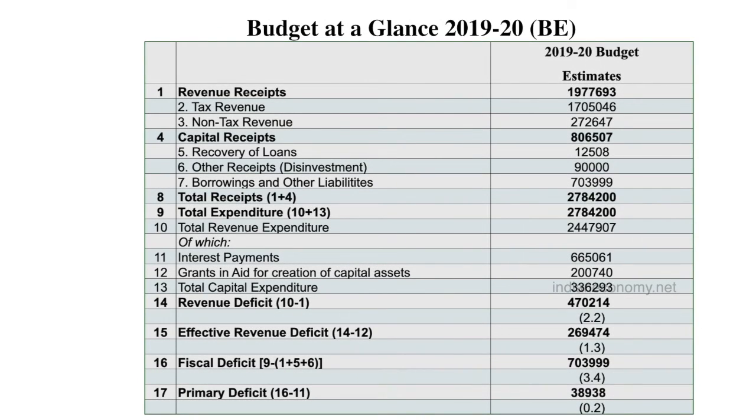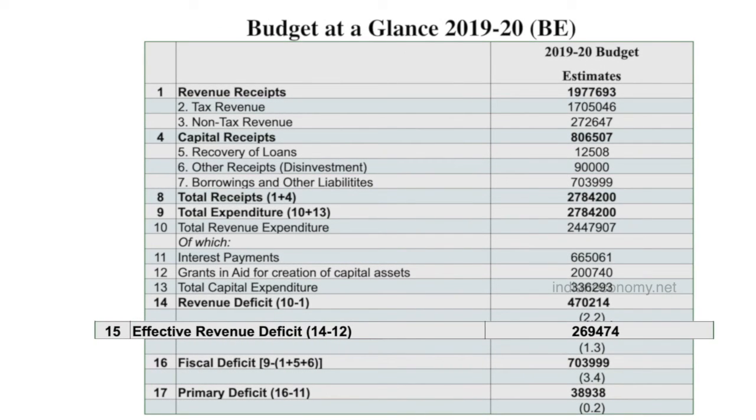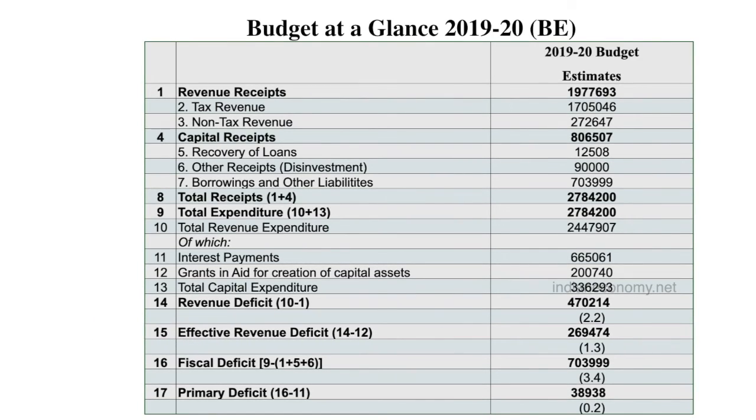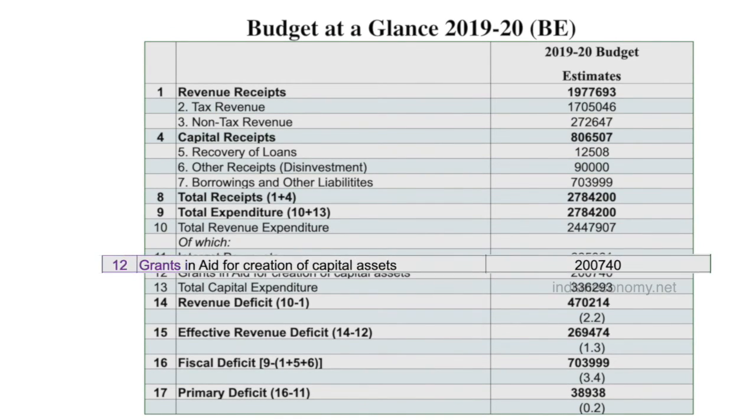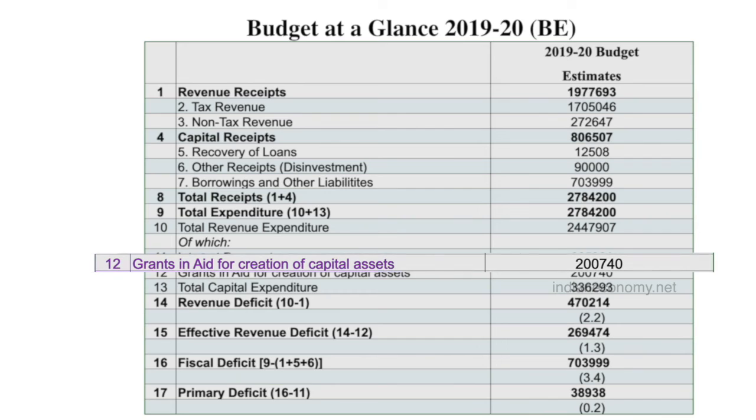Now we are coming to item number 15, that is effective revenue deficit. What is effective revenue deficit? It is indicated as 14 minus 12, and you have to look into item number 12, that is grants in aid for the creation of capital asset. What is grants in aid for the creation of capital asset? Item number 12 shows that some part of the revenue expenditures are really productive, or are used to create capital asset.